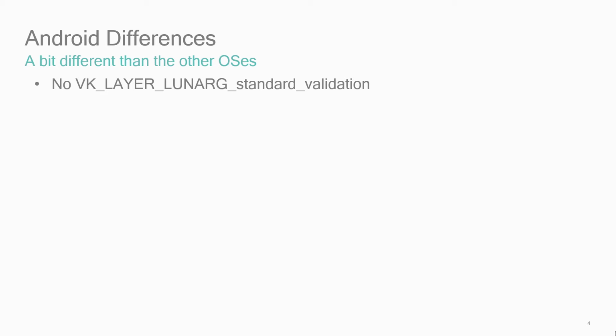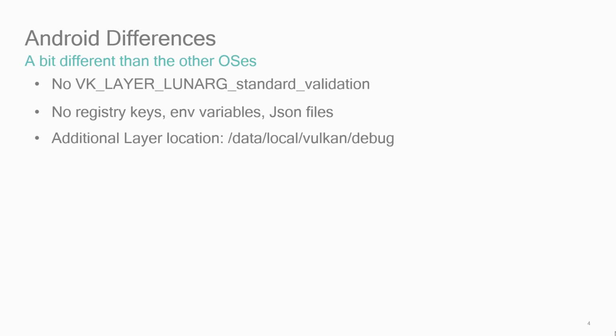On other systems, this is a meta layer which actually invokes all the other validation layers. There are no registration keys or environmental variables or JSON files used to locate layers on the file system. Note that on Android there is an additional file system location where a debuggable application can enumerate in layers from, data local Vulkan debug, but this requires a rooted device.